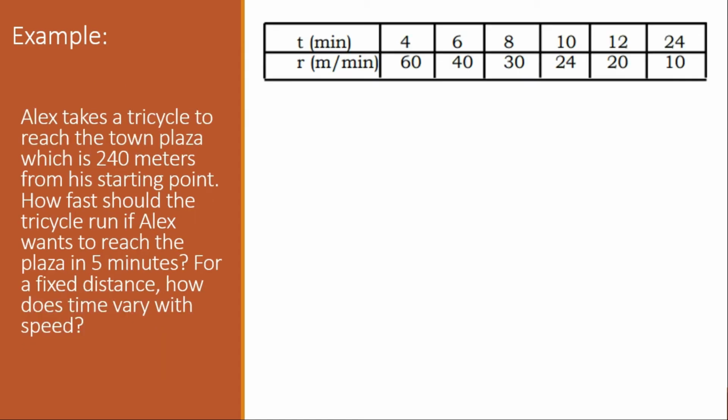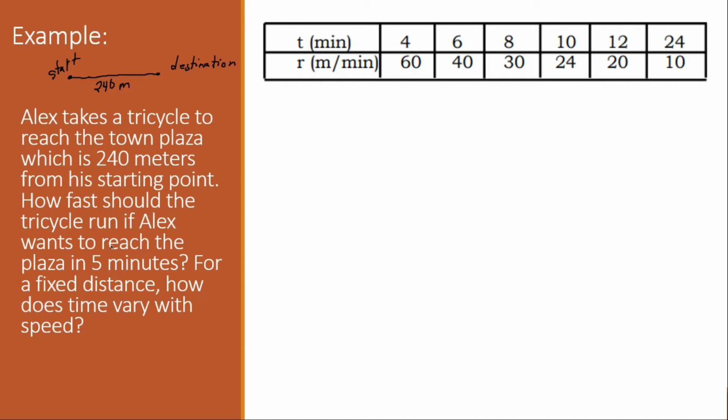Next example. So, meron tayong given na table of values dito. So, Alex takes a tricycle to reach the town plaza which is 240 meters from his starting point. So, ang sabi daw, from starting point to his destination, ito yung start niya. Dito naman yung destination. So, 240 meters daw yung kanyang haba. So, how fast should the tricycle run if Alex wants to reach the plaza in 5 minutes? For a fixed distance, how does time vary with speed?